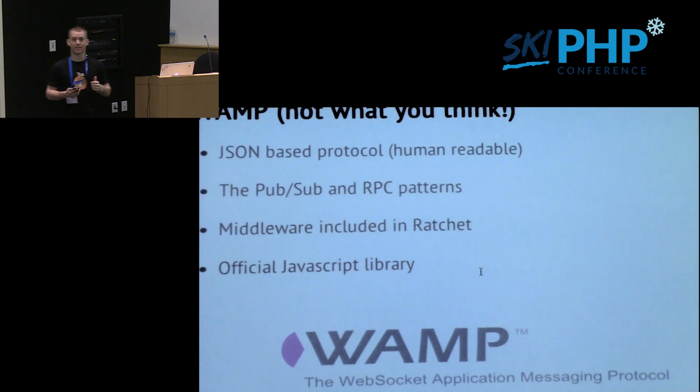So WAMP is not what you think it is. It is a text-based protocol written in JSON, created by a fellow who wrote the Python WebSocket library, and who never used PHP, so did not know that WAMP was an acronym for Windows, Apache, MySQL, and PHP. It stands for the WebSocket Application Messaging Protocol. It's human readable JSON. It implements the pub sub and RPC messaging patterns. It is a middleware included in Ratchet, and it has an official JavaScript library for the client side, called Autobahn.js.